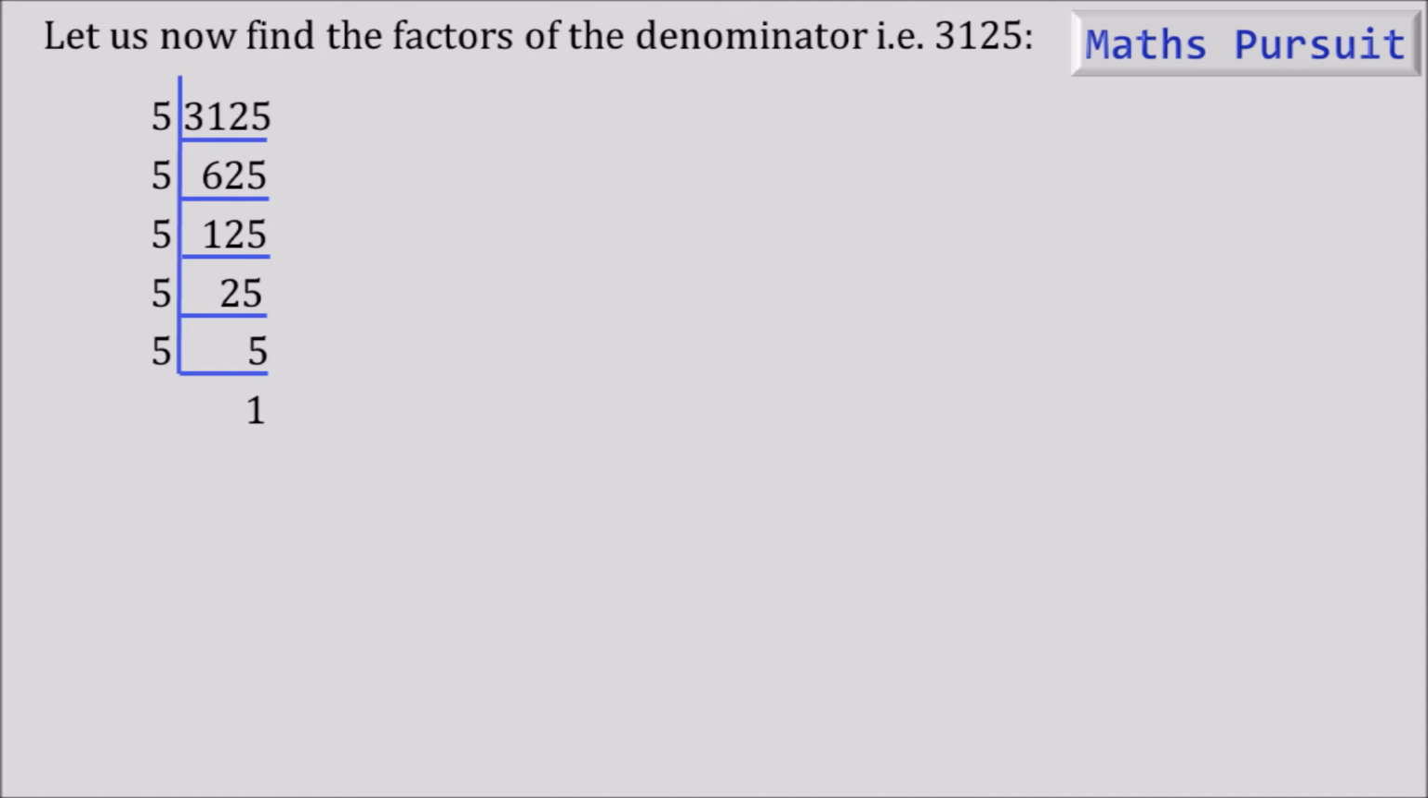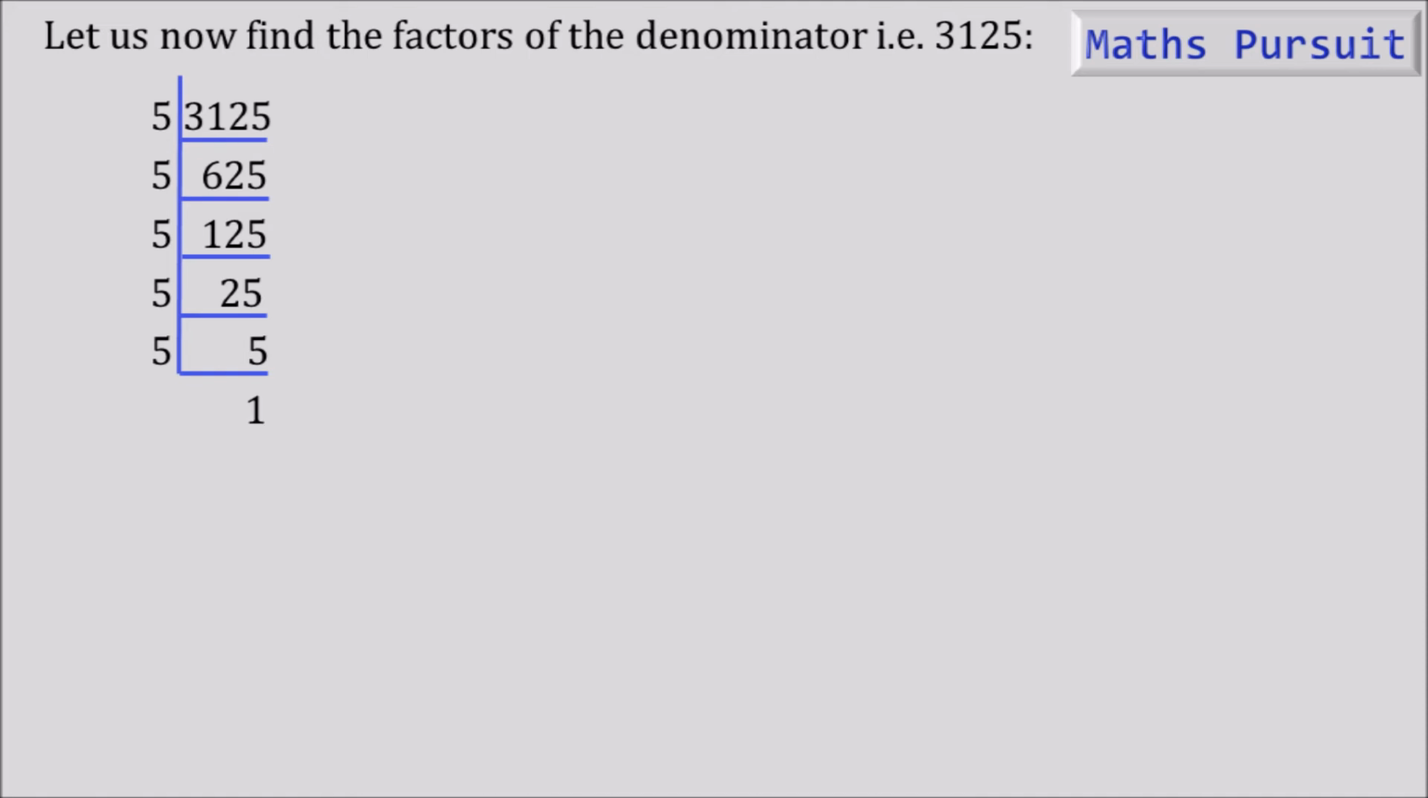Now, looking at the number 3125, it can be divided by 5 because it is not divisible by 3. So we are dividing it with the next prime number 5. Once we divide it with 5, we get 625. We can see that 625 is again divisible by 5. Further dividing 625 by 5, we get 125. Again, dividing 125 by 5, we get 25. Further dividing 25 by 5, we get 5. And again dividing 5 by 5, we get 1.